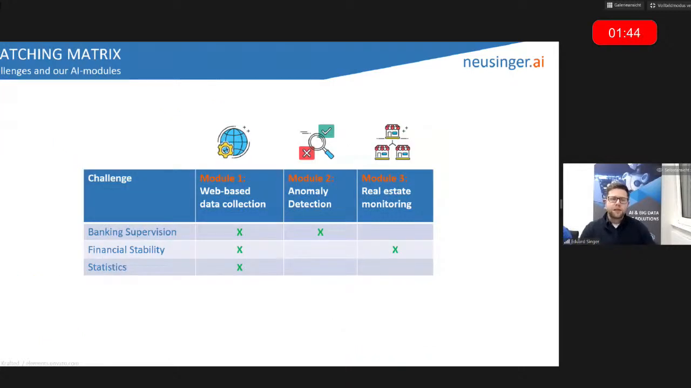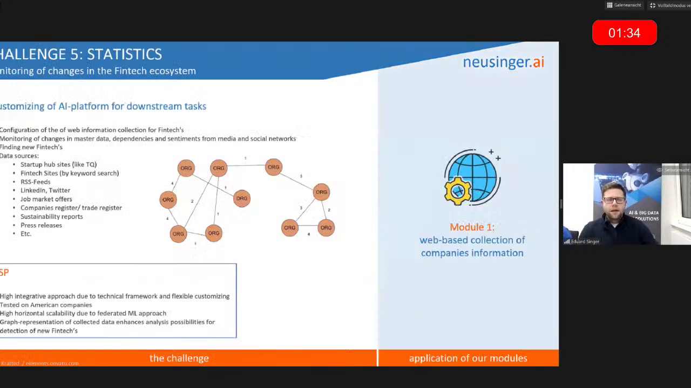So here we see three challenges of the Bundesbank in which our AI tools are very well applied: banking supervision, financial stability, and statistics. Our module one with web-based data acquisition about companies is created for this challenge. For use at the Bundesbank, the tool has to be converted to the properties of fintechs.